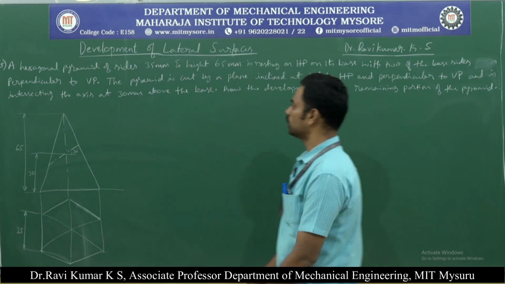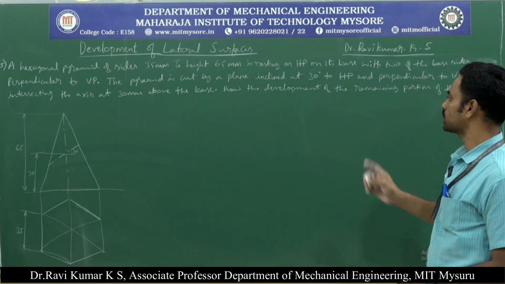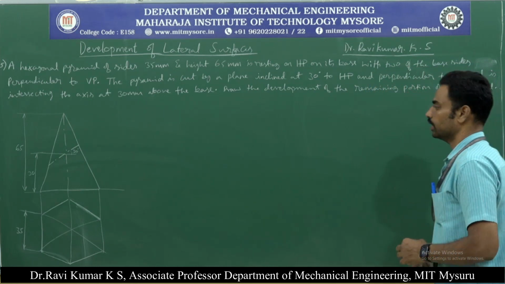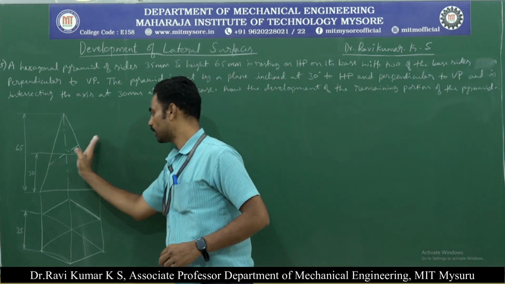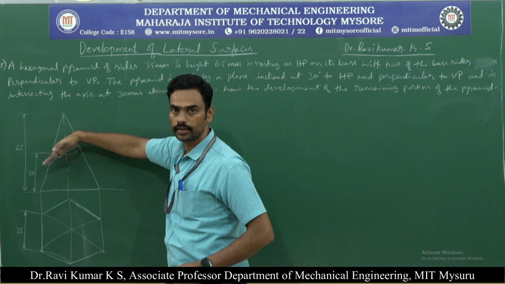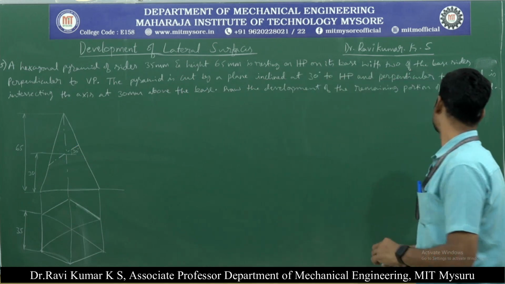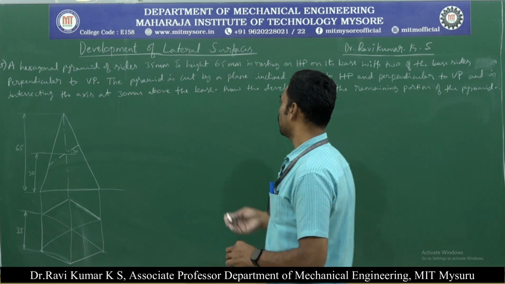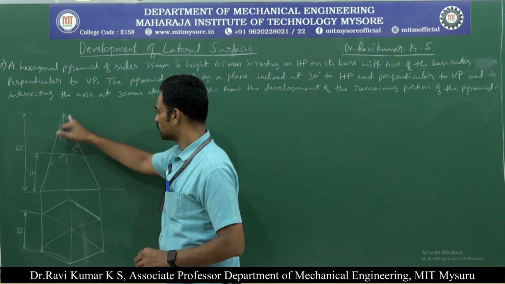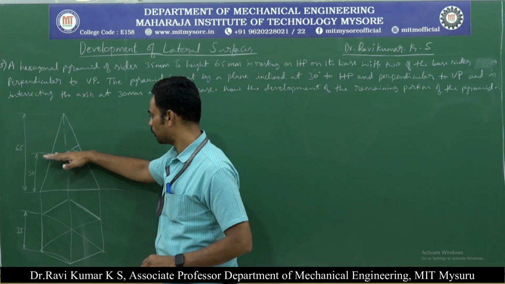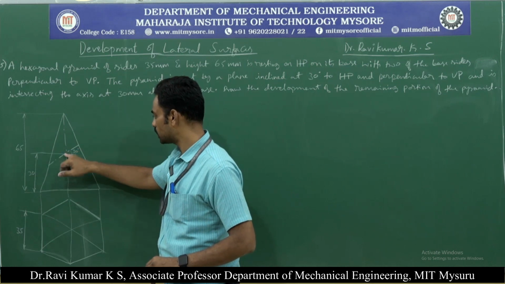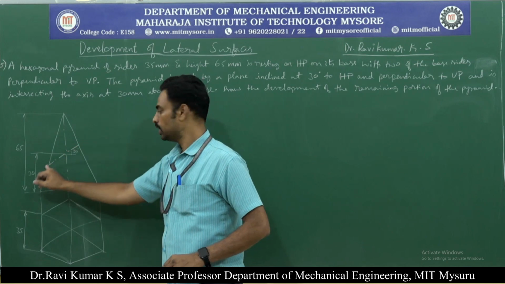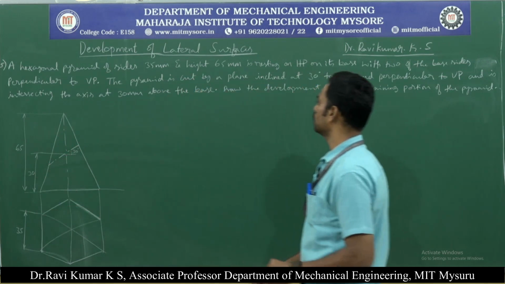I have written the top view. The pyramid is cut by a plane inclined at 30 degrees to HP and perpendicular to VP. This is the section plane. And is intersecting the axis at 30 mm above the base. From the base 30 mm on the axis, from this point you need to introduce a section plane 30 degrees to HP and perpendicular to VP.